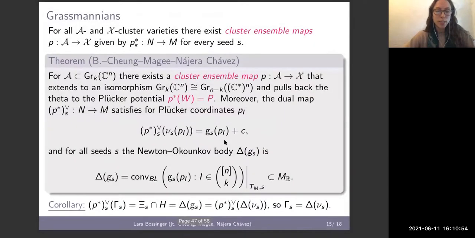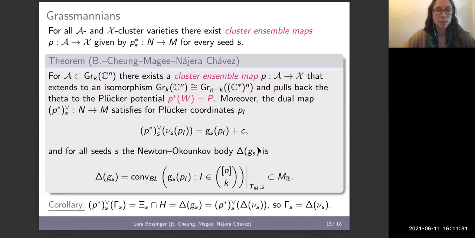And moreover, in all of these cases, the Newton-Okounkov body, or Newton-Okounkov polytope, for this g-vector valuation, independent of the choice of seed, is going to be the broken line convex hull of the valuations only of the Plücker coordinates. And this is the part to stress here. As a usual convex hull, this is not true. The classical convex hull of the g-vectors of Plücker coordinates, evaluations of Plücker coordinates, is strictly contained in this broken line convex hull.